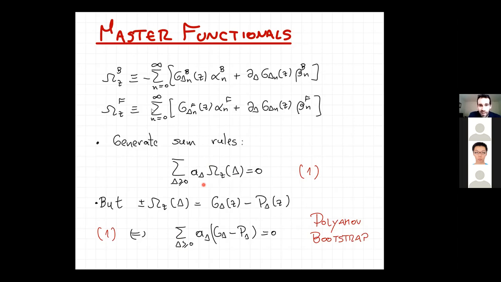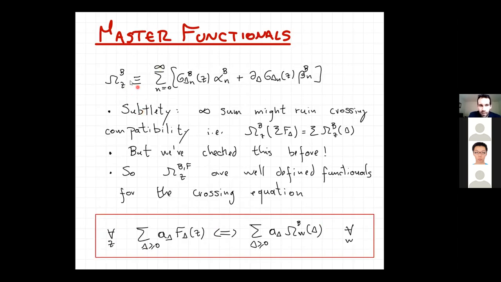Now, there is an important subtlety here, which is that even though this is a perfectly good functional when acting on a single crossing vector, since I have this infinite sum over functionals, you might worry that whereas the alpha n's and the beta n's commute with sums over crossing vectors, this guy might not. So it's not obvious that you can take this sum outside.